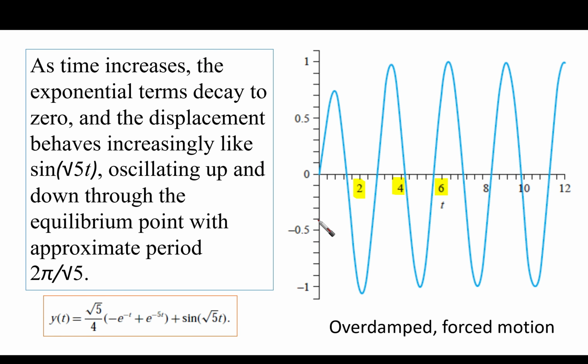Okay. Now let's discuss this. As time increases, let's go to the equation after the solution. We have two terms here with the exponential function, and the third term with sine square root of 5 times t. As time increases, what will happen? The exponential terms decay to 0. So these two terms are going to decay, right? Because it is e to minus t and e to minus 5t. So they are going to decay. What is going to remain for us? Exactly. It is sine radical 5 times t.